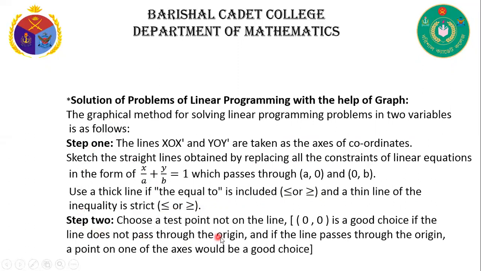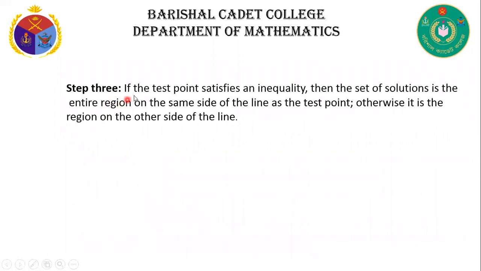Then step 2, choose a test point. Note on the line, (0, 0) is a good choice if the line does not pass through the origin. And if the line passes through the origin, a point on one of the axes would be a good choice. Then step 3, if the test point satisfies an inequality, then the set of solutions is the entire region on the same side of the line as the test point. Otherwise, it is the region on the other side of the line.